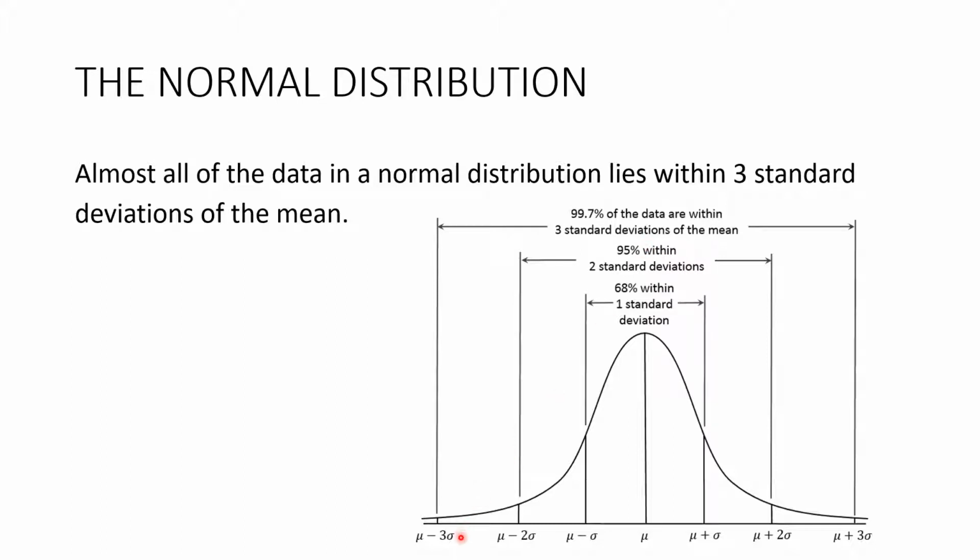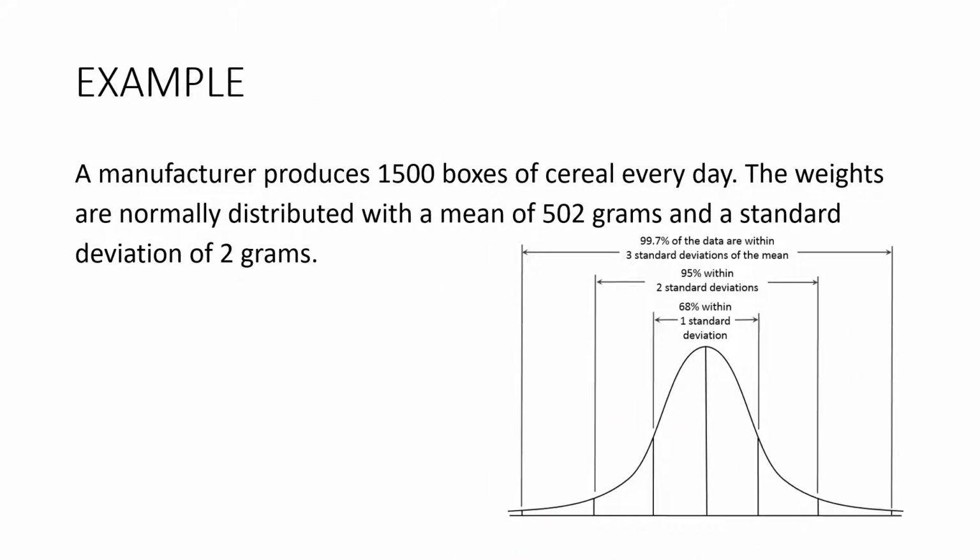99.7% of the data are within 3 standard deviations of the mean, so underneath here. Here's an example. A manufacturer produces 1,500 boxes of cereal every day. The weights are normally distributed with a mean of 502 grams and a standard deviation of 2 grams. Right, what does that mean?